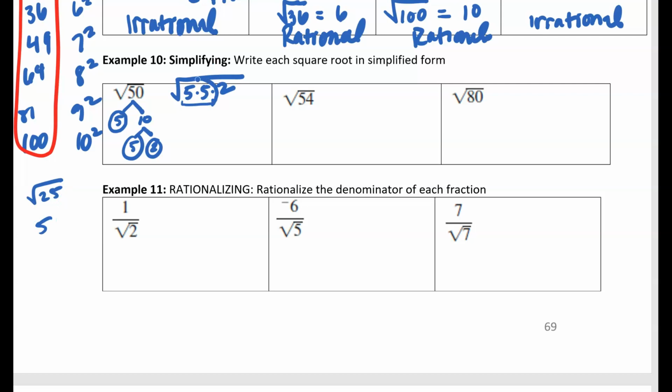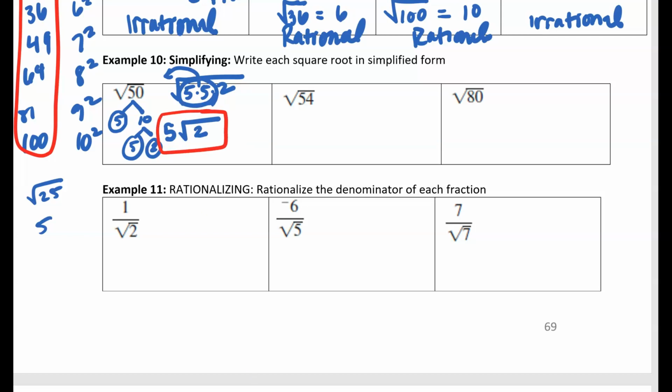So when we have a pair, we take one number on the outside. Square root of 25 is just 5. And then you can leave whatever is left over. So we have a 2 left, that goes on the inside. And so the answer is 5 times the square root of 2.